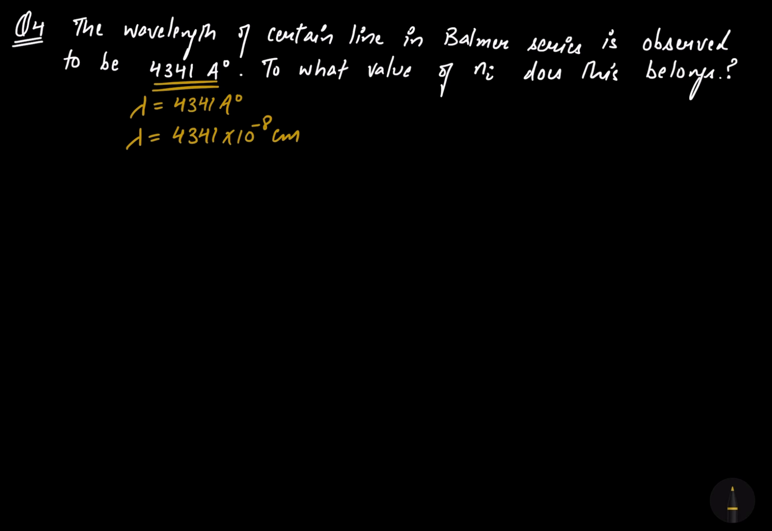Now, to what value of n initial does the electron belong? First of all, it's in the Balmer series. For the Balmer series, my final orbit number is always equal to 2. Now I have to evaluate the initial orbit number. So let's again put the formula.